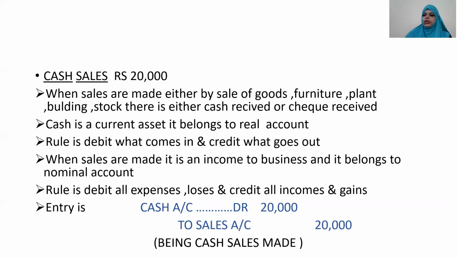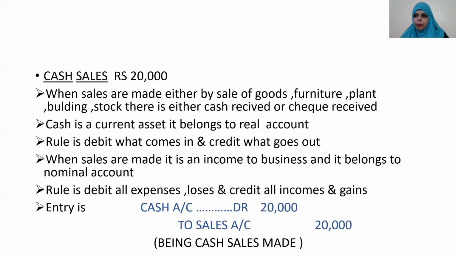So cash sales means obviously when you sell a thing, you can receive cash for it or check for it. So cash is a current asset, it belongs to real account, and the rule for the real account is debit what comes in and credit what goes out. Okay. So the next one is when sales are made, it is an income to the business and it belongs to the nominal account.